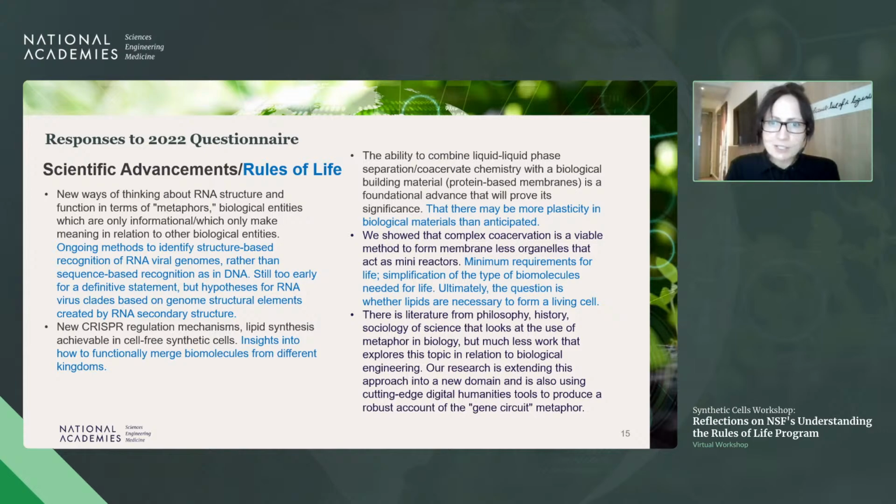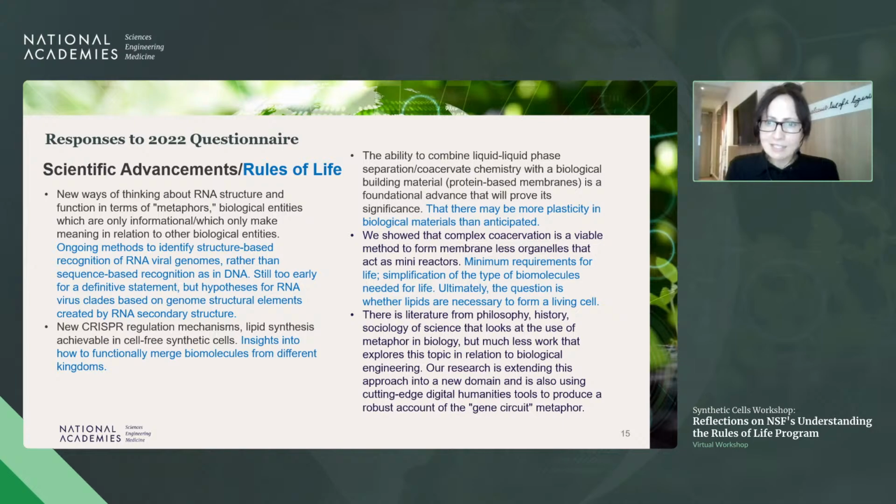Another team worked with CRISPR, because it seems like these days it's obligatory that there is a team that uses CRISPR in every project. And that team discovered a new regulatory mechanism for gene expression that can be used for engineering synthetic cell gene regulatory circuits.